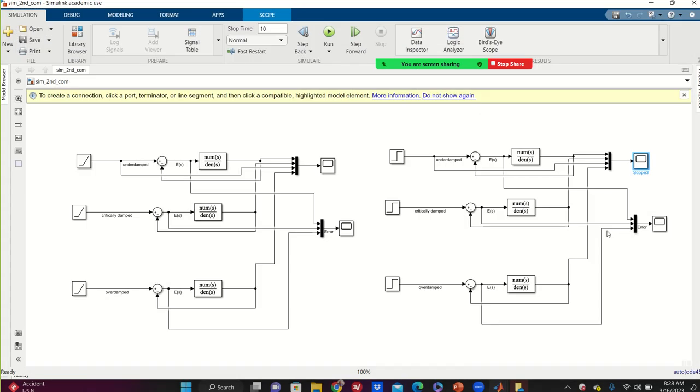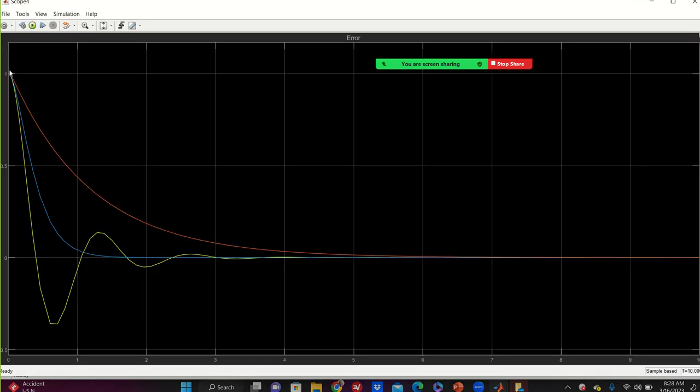And obviously, as I taught you, the error signal goes to 0 for all of them. For underdamped system goes to 0. For critically damped system goes to 0. For the overdamped system goes to 0. But for the overdamped system, the error signal goes to 0 by taking much more time. Okay? Everybody? Clear?